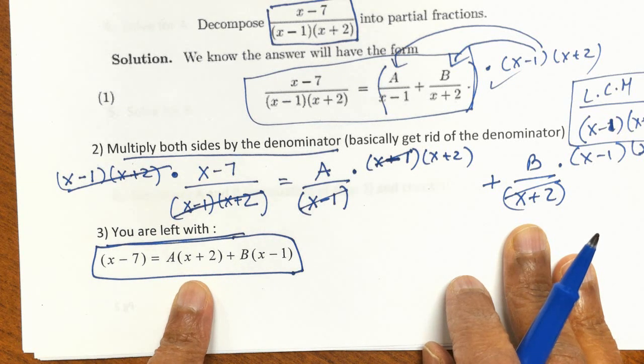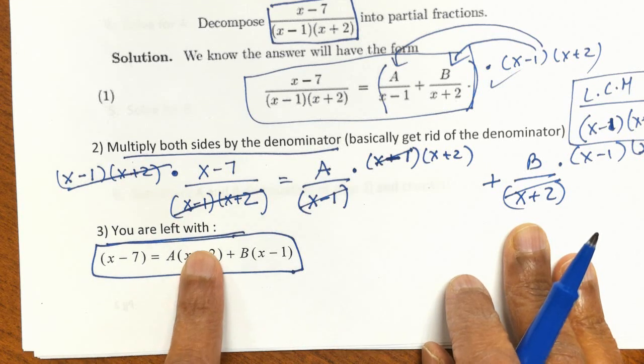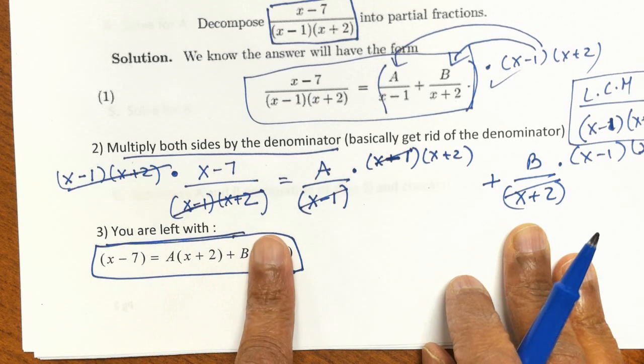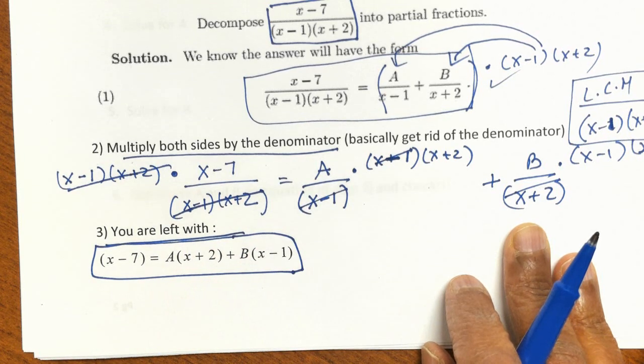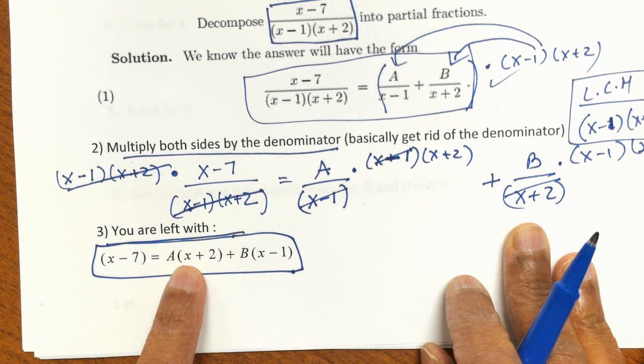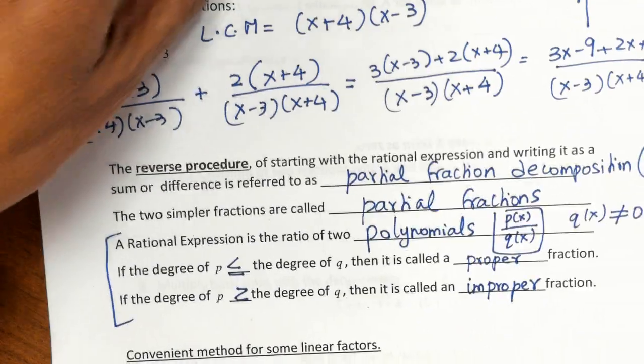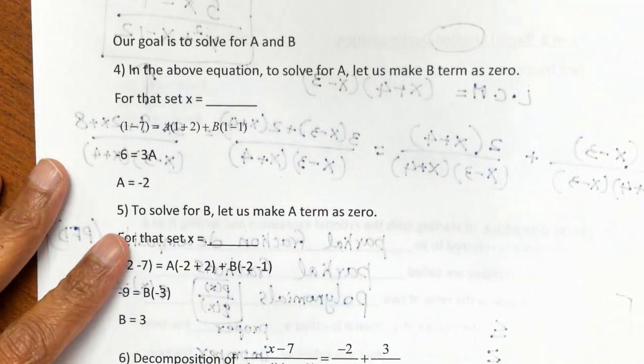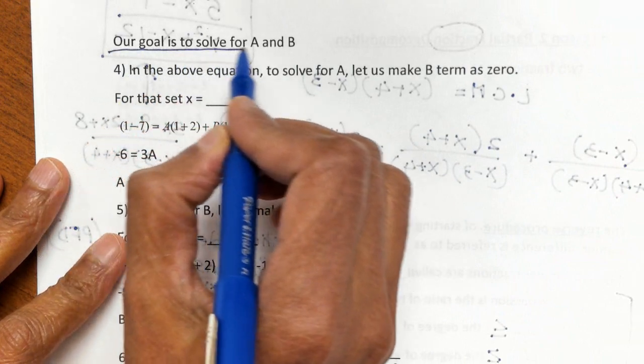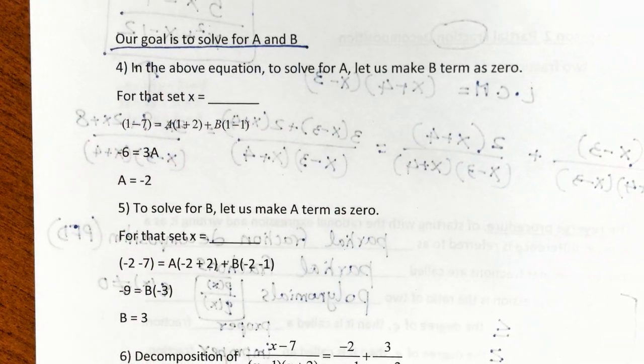Okay, I want all of us to think, how am I going to make A 0 or B 0? If I can make this as 0 or this as 0, that means A or B becomes 0. For me to make this as 0, I will substitute x equals -2. For me to make this to be 0, I substitute x equals +1. And that's what we're going to do. Okay, let's go. And that's what it says here. Our goal is to solve for A and B, not for x, but our goal is to solve for A and B.